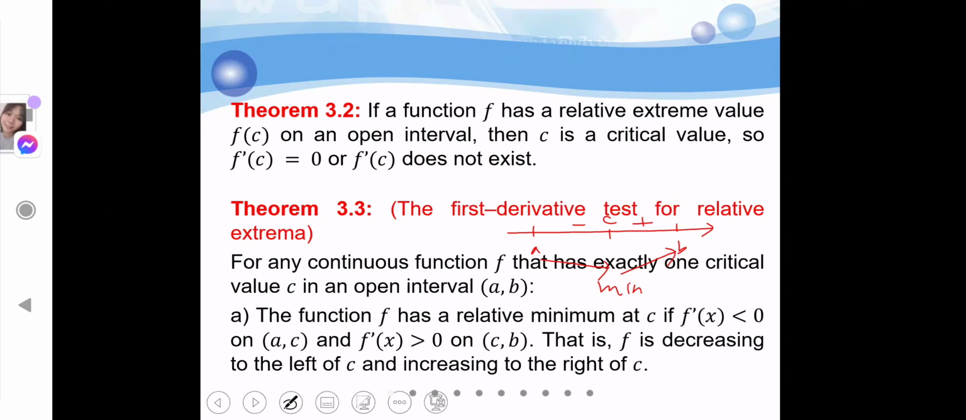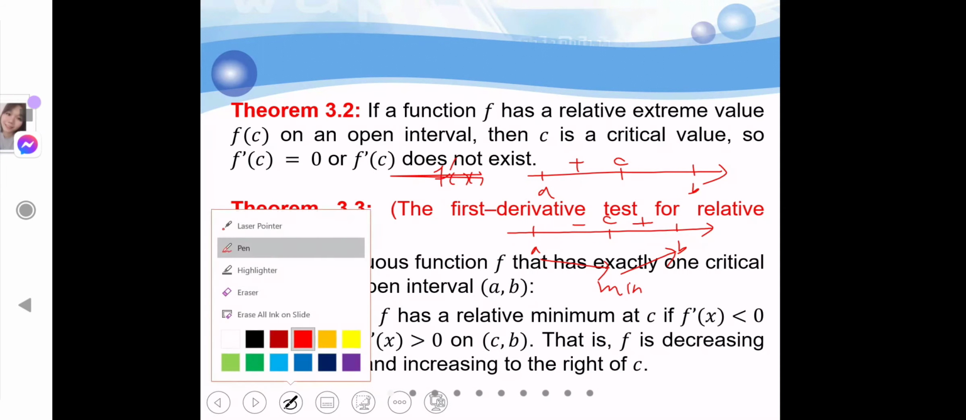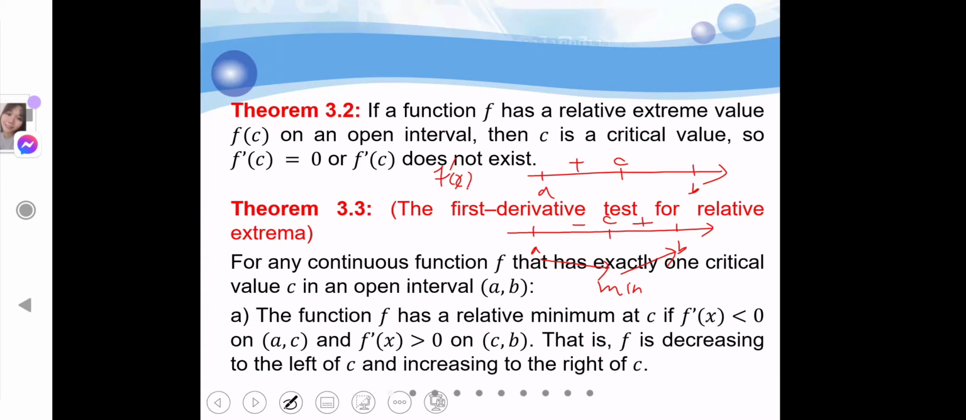Okay. So for the second case, c is in here between a and b. On the left side of c, f prime is positive, and on the right side it is negative. That means increasing on the left side and decreasing on the right side. So we imply this is a maximum.